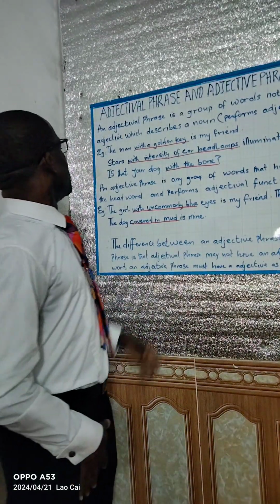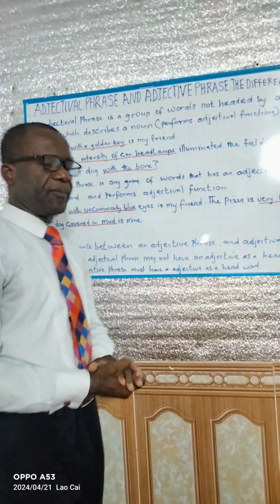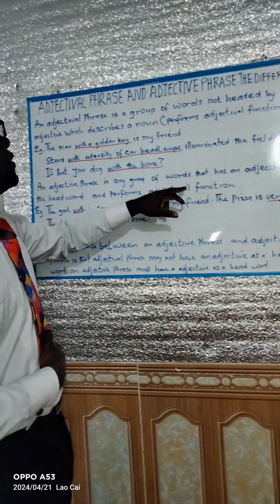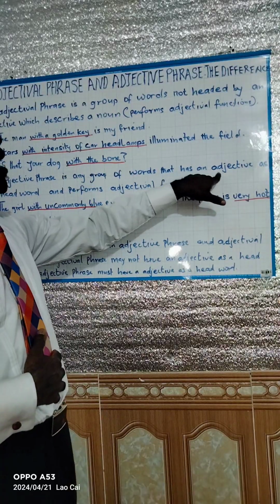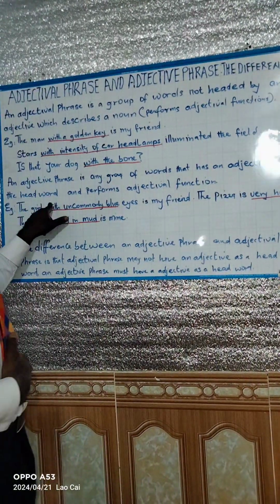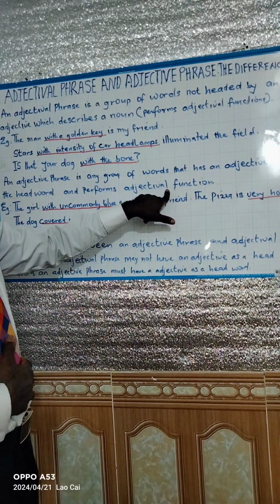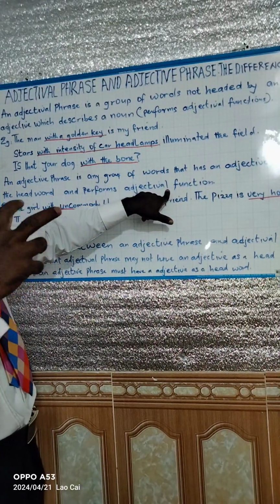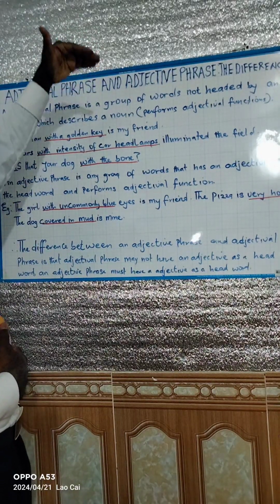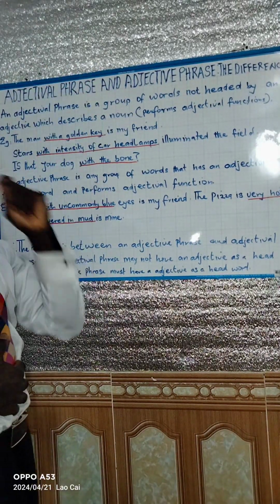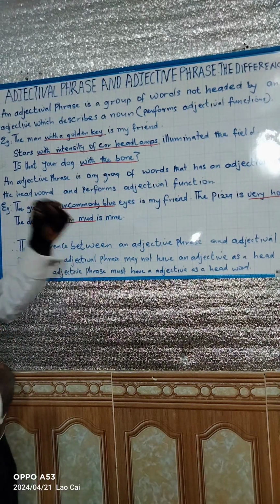Now, let's look at the adjective phrase in itself. Now, by definition, an adjective phrase is any group of words that has an adjective. Notice it has to have an adjective as the head word. Of course, it performs adjectival function. Okay? So, if you are very careful, you will notice that the difference is that for the adjectival phrase, there is no adjective as the head word. But for adjective phrase, you must have an adjective as the head word.